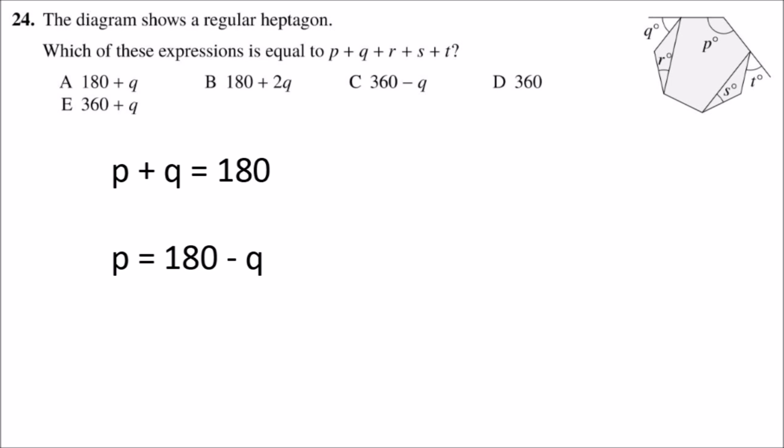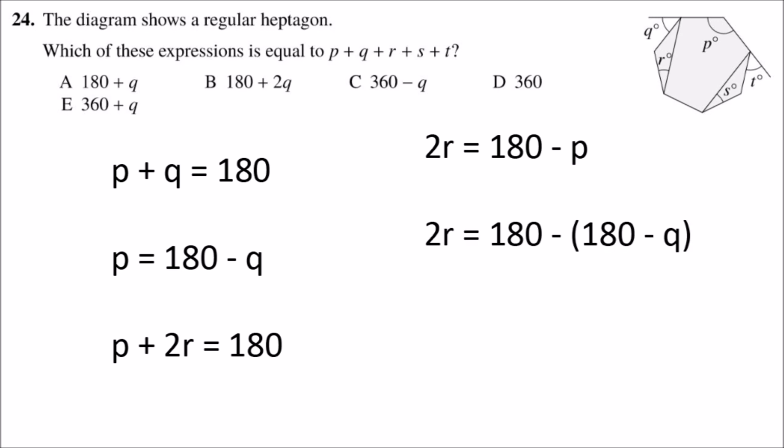The angles in a triangle sum to 180 degrees. So P plus 2R equals 180 degrees, and so 2R is equal to 180 minus P. And we know that P equals 180 minus Q. So 180 minus 180 minus Q just leaves us with Q. So that means that 2R equals Q, and so R equals a half Q.